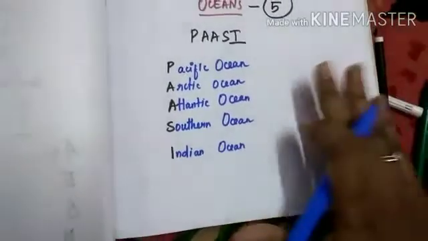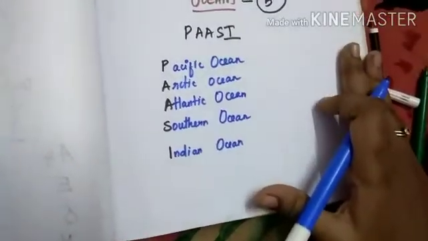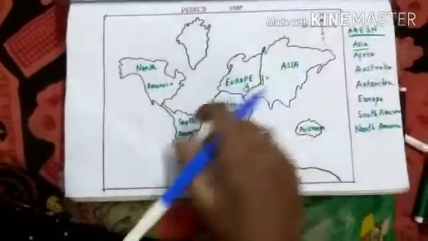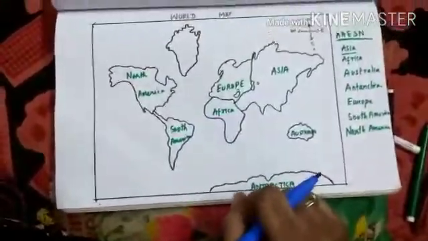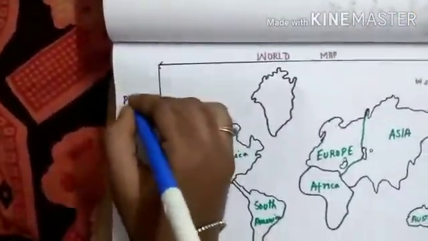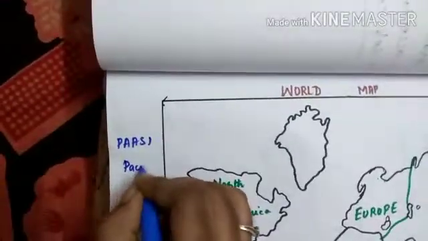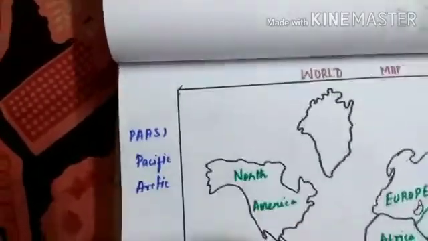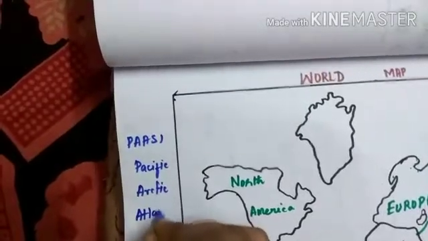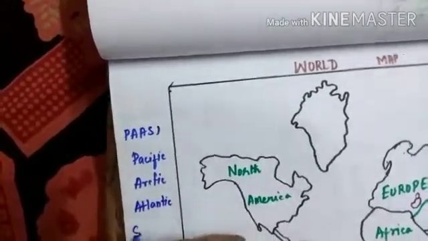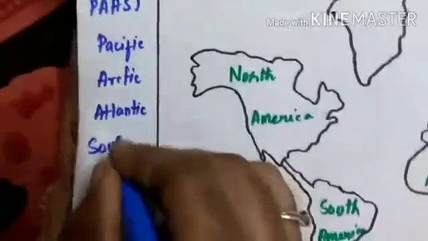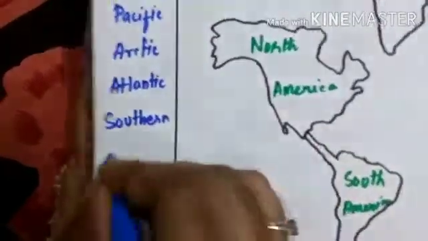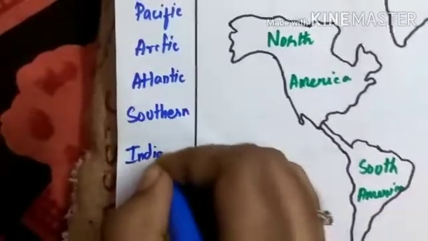Now we are going to mark these 5 oceans on the world map. We already marked the continents on the world map. Now we are going to mark the oceans. For oceans, we have to remember the word PAASI. P denotes Pacific Ocean, Arctic, Atlantic, Southern, and Indian Ocean.